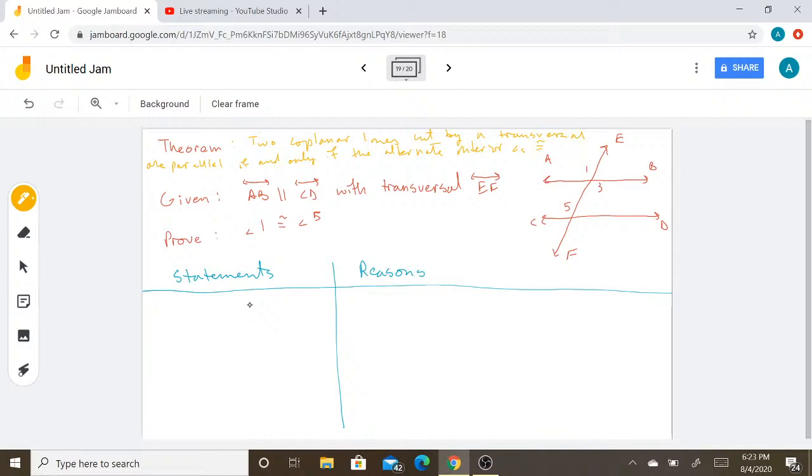This proof asks us to prove that angle 1 and angle 5 are congruent to each other. And it's given that line AB and line CD are parallel to each other, and the transversal is EF. So the first thing we can do is state the given, which we already read. Next, we know that angle 3 and angle 5 are congruent because of the theorem we just stated.